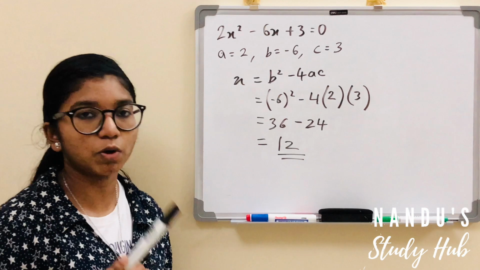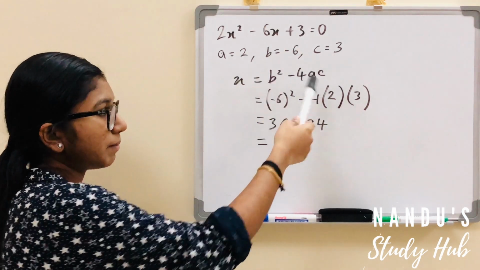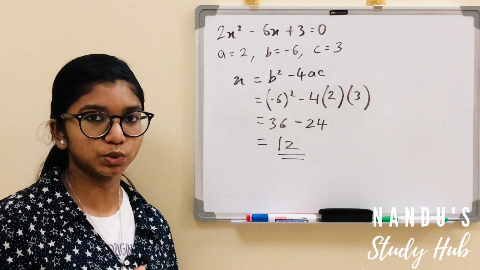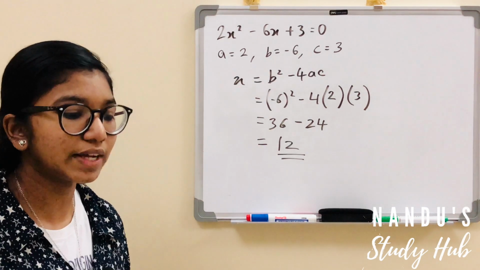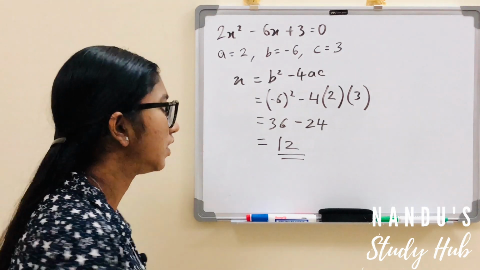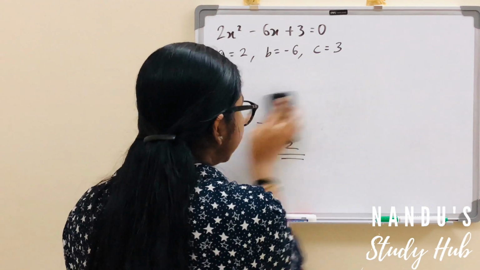Now here you have a positive number which is greater than 0. So when your b square minus 4ac is greater than 0, that means you have two distinct real roots, meaning two different real roots. The question also tells us that if real roots exist, then we have to find them. So let's find the real roots. I'll just rub this part.